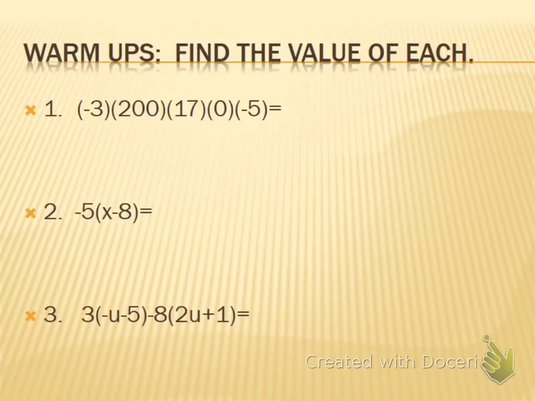Can anybody raise their hand and tell me what they got for number 1 on the warm-ups? John? 0. If you're multiplying by 0 at any point, the whole thing equals 0. On the second one, we're not really finding a value, we're just simplifying because we don't know what x equals. Same thing down here, we don't know what u equals. So we're just going to simplify, this time by distributing.